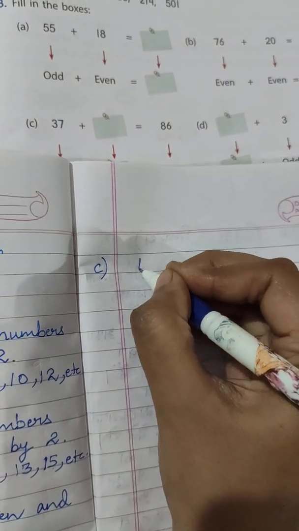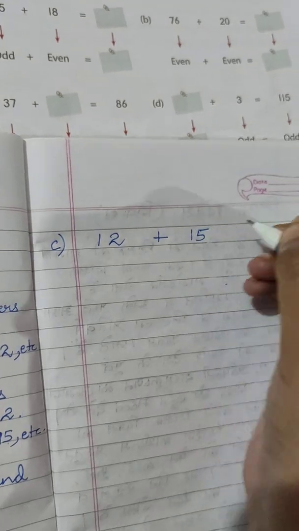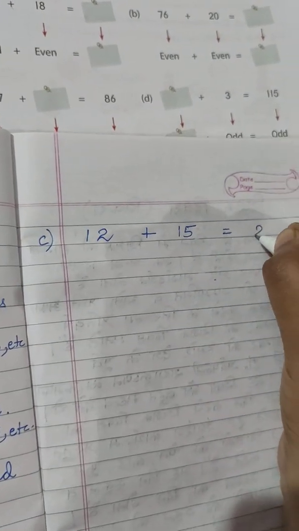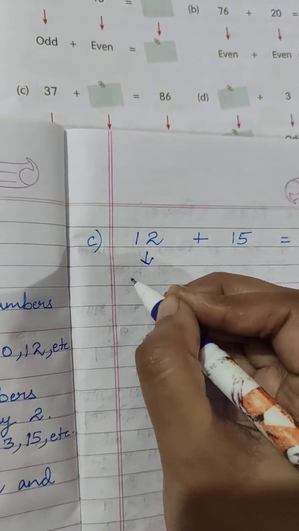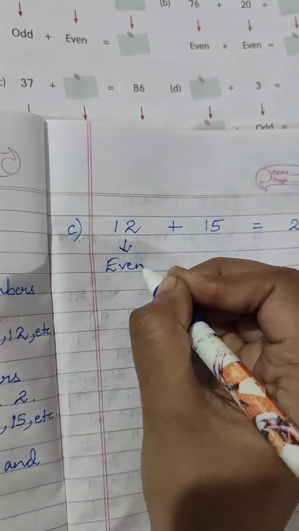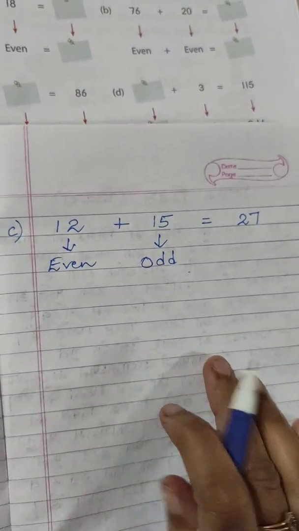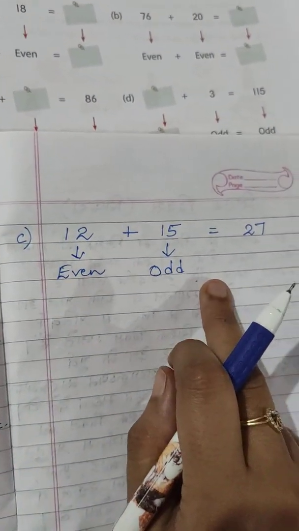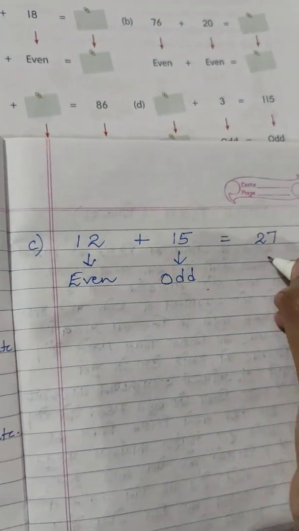Look at this one. 12 plus 15 is equal to 27. Now 12 is an even number and 15 is an odd number. So when we add an even and an odd number, the sum of an even and odd number is always an odd number.